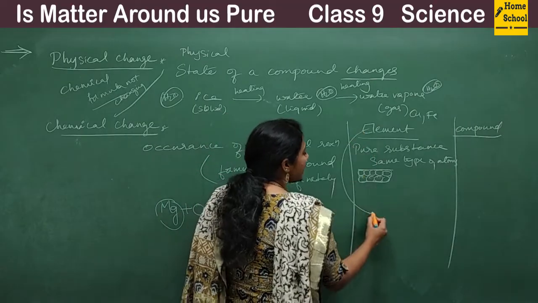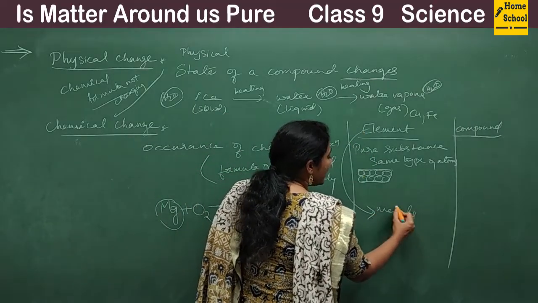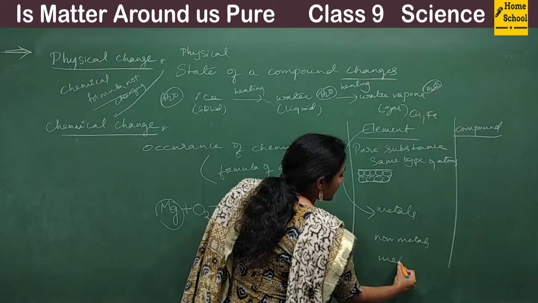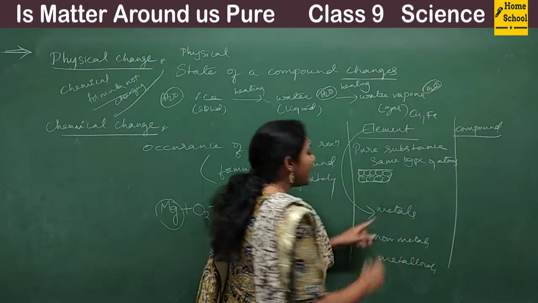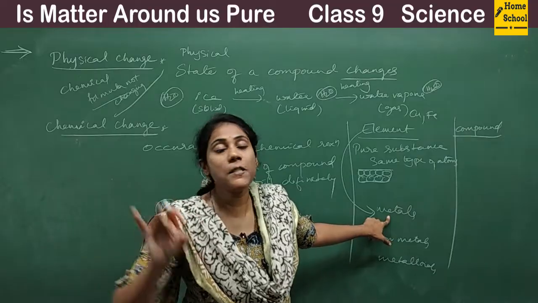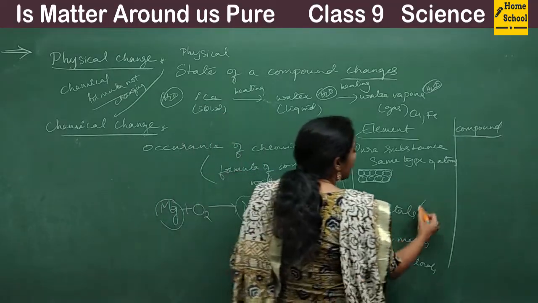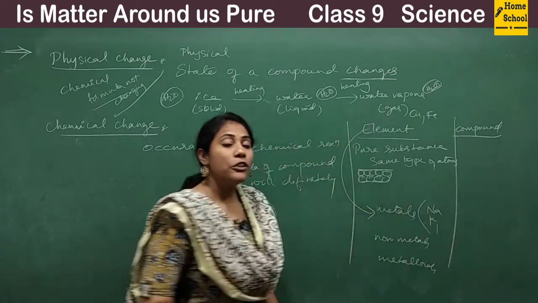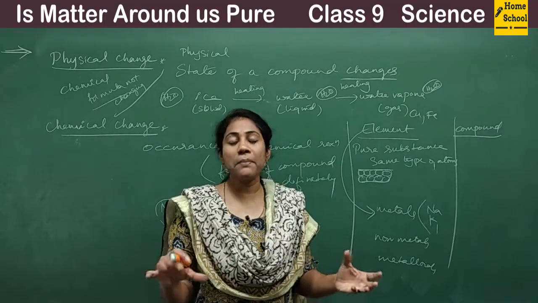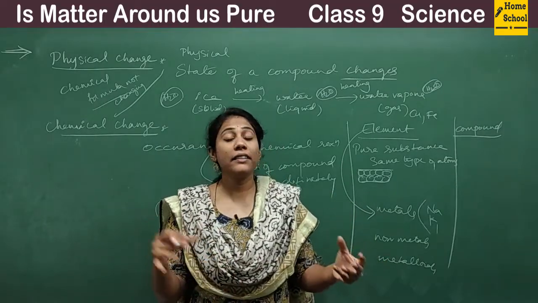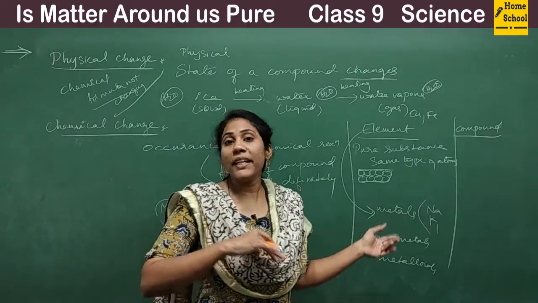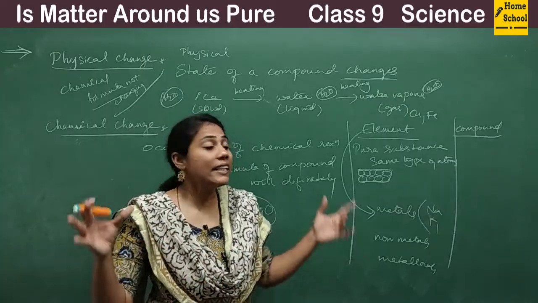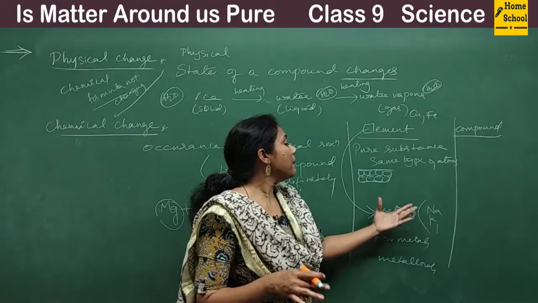Again, these elements can be divided into metals, non-metals and metalloids. So what are metals? Metals have some very special characters. For example, sodium and potassium are metals. They are shiny, sometimes they are soft, sometimes hard, and they are ductile and malleable. I mean, you can make them into thin wires or into thin sheets. They can conduct electricity. All these are properties of metals.